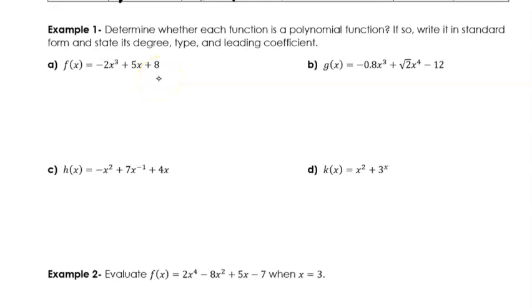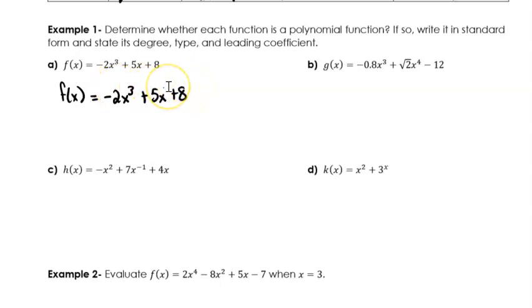It says write in standard form. Standard form is the highest power down to the lowest power. So this is already in standard form because if you see the powers or the exponents go cubed, 1, and then the constant at the end.